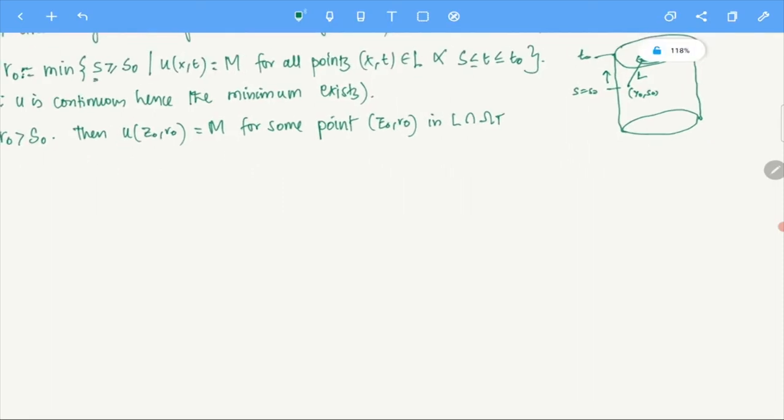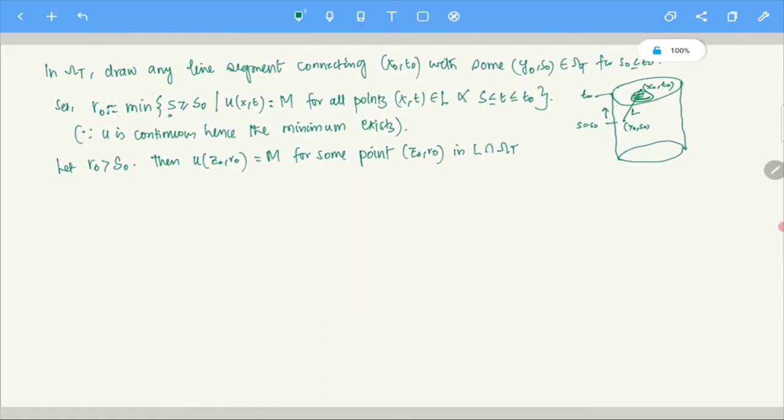Okay. Then, if I am taking that r naught is greater than s naught, let's just assume, then u of any point which is in L intersection omega t, in that point u is m, because that's the definition. Clear? Okay. And so u is equivalent to m on E z naught r naught r, for small r positive, yes or no?